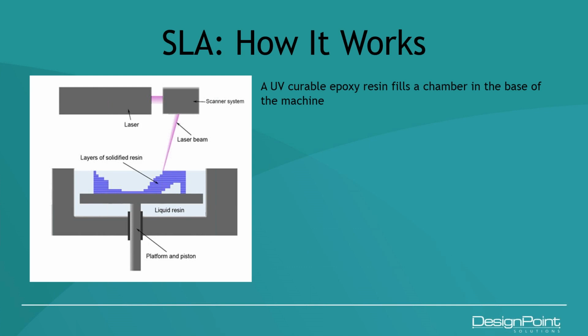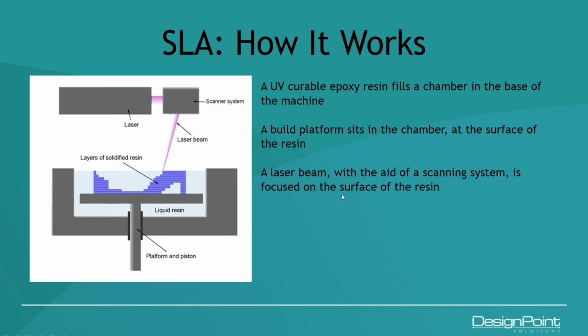SLA technology takes a UV curable epoxy resin that's filled in a chamber in the base of the machine. I'm not sure if everyone can see my cursor or not, but in the bottom of this machine there's a liquid resin that fills the tank to the surface, or close to the surface of the tank. The next step is that there's a build platform sitting inside the chamber, and it starts right at the surface of the resin, where a laser beam with the aid of a scanning system is focused on the surface of the resin.